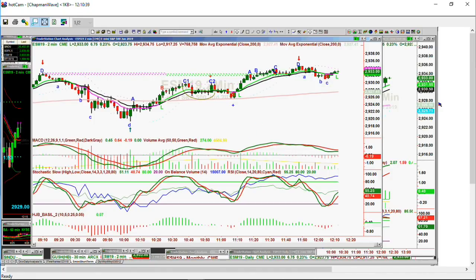It goes to peak A, B, C. It goes to a D. And right at that D, you can see the failing MACD and the stochastic failing. And boom, it starts to pull back. Not deep. It pulls back just a little bit.